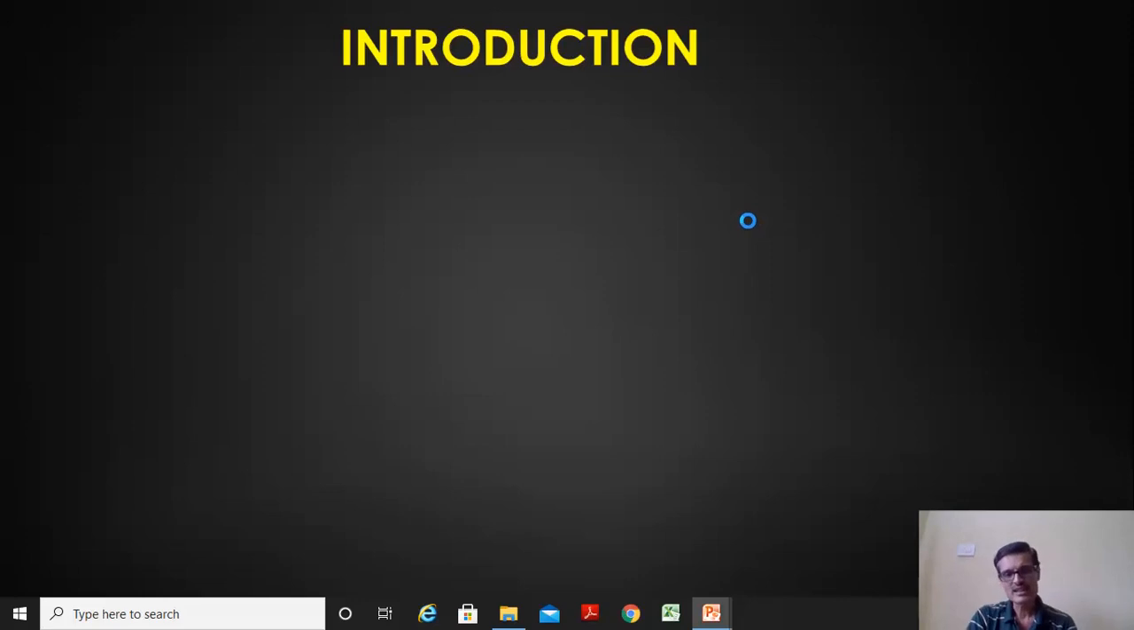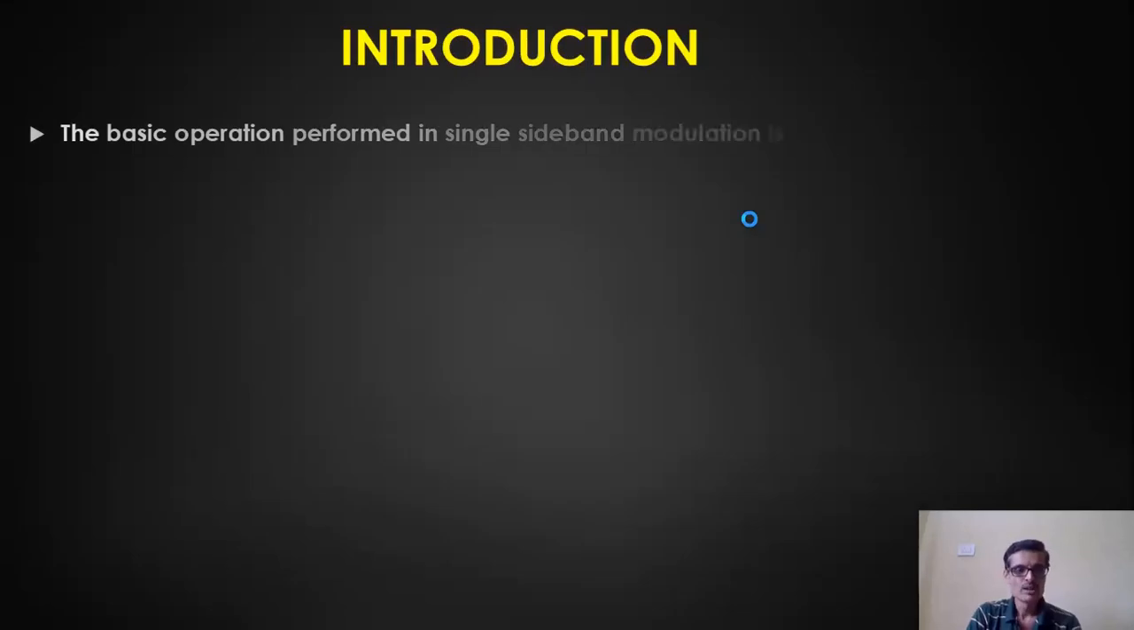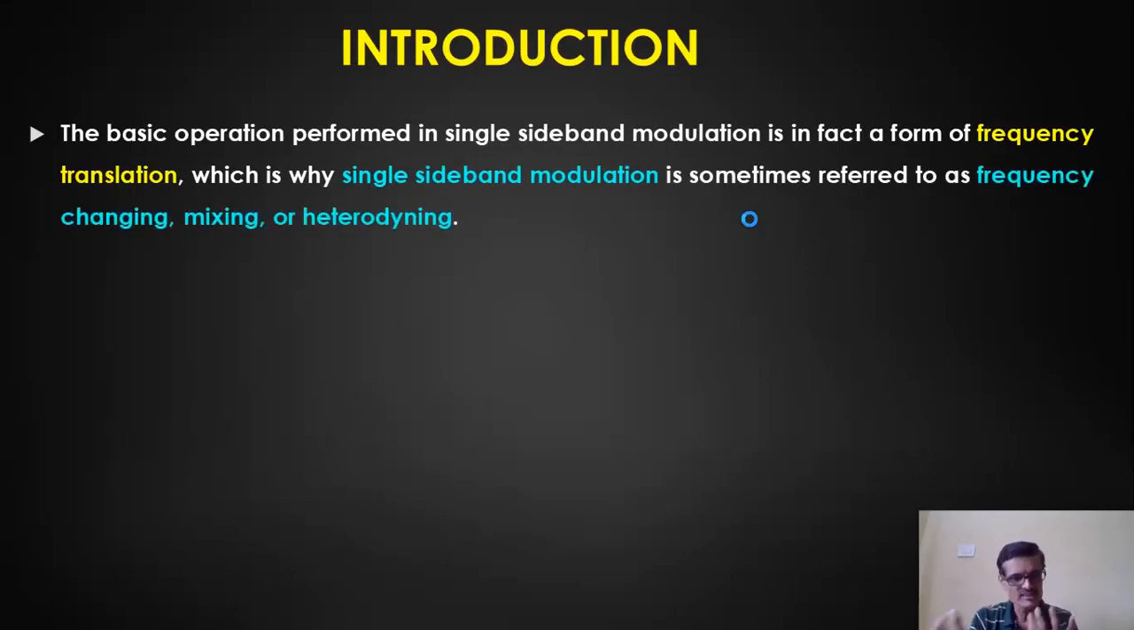Now, we have studied SSB modulation already, and in SSB modulation, what exactly we are doing is this same process of frequency translation itself. Where we use one product modulator and a band pass filter, and we actually change the frequency of the input signal. So SSB is called frequency translation, or we can call this frequency changing or mixing or heterodyning. This operation is called a heterodyning operation or a mixing operation because the two signals are mixed and a new frequency component is generated.